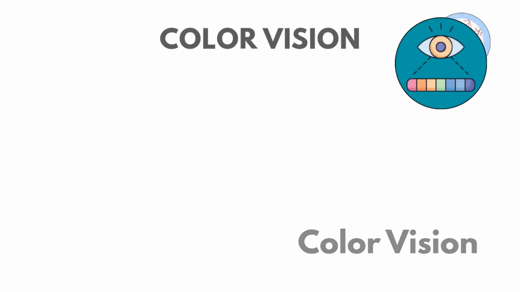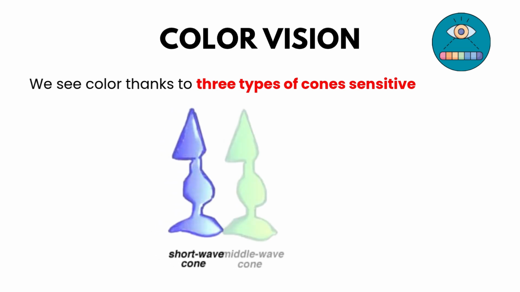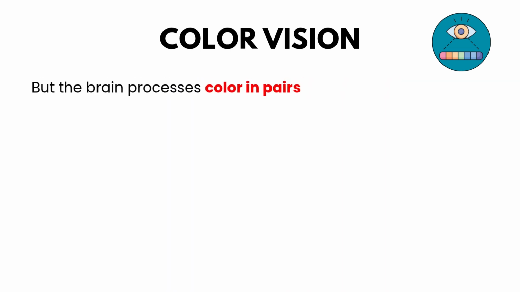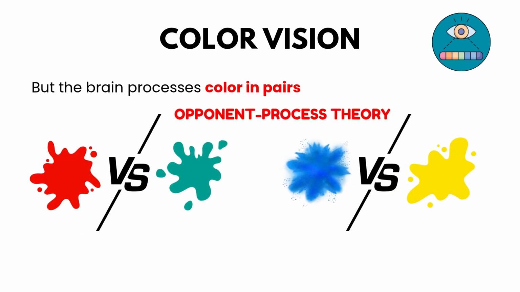Color vision. We see color thanks to 3 types of cones, sensitive to short, medium, and long wavelengths. But the brain processes color in pairs, red versus green, blue versus yellow. That's the opponent process theory, and it explains why you can't see a reddish-green or a yellowish-blue.